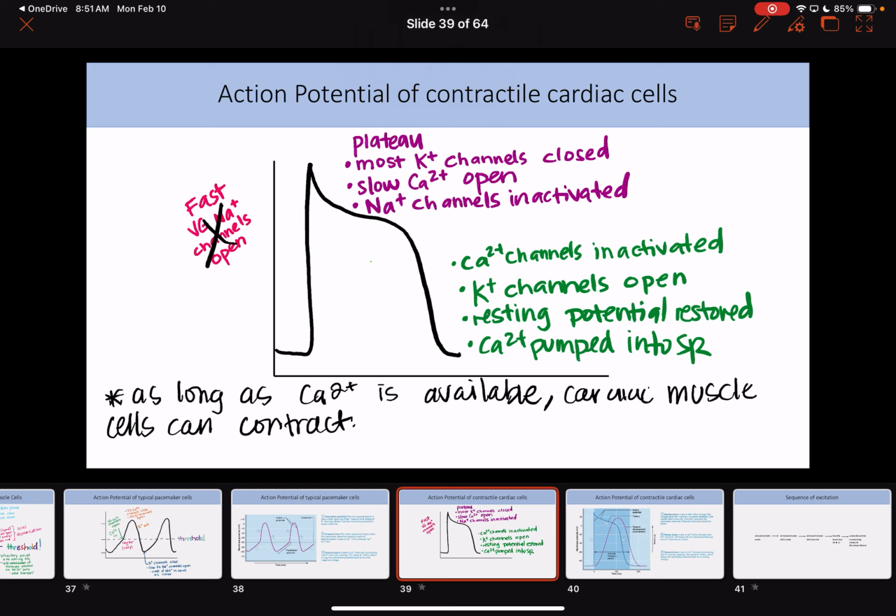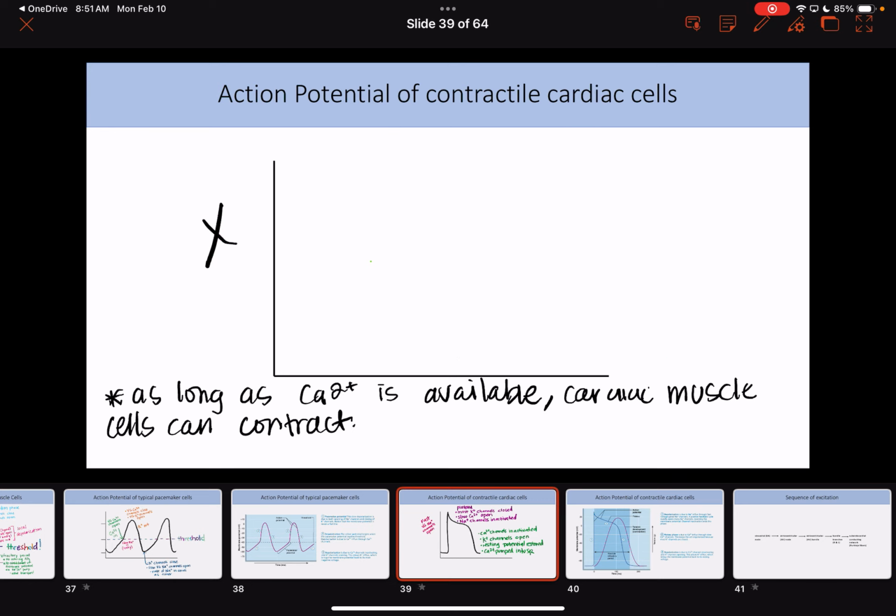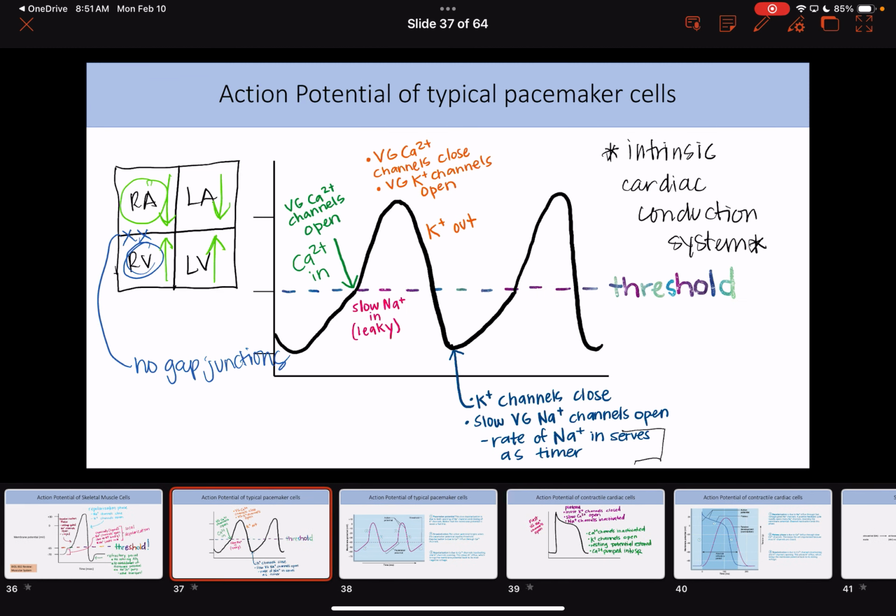So I will say, just to kind of ease your stress, it's important to understand this, especially when we talk about the filling and ejecting of the heart in Heart 3. We're going to talk about the cardiac cycle. So it's really important to understand what's happening here. So if you need a review, go back and review. But for testing purposes, I'm only going to test you on the pacemaker action potential.